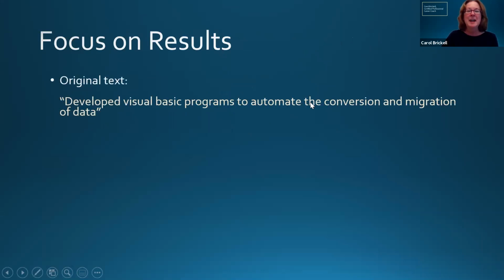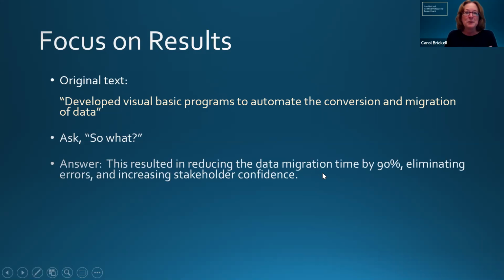I'll walk through a quick example about the bullet points and trying to focus on results. One time I was coaching a client and they had a bullet point under a job. It was pretty good. It said he developed a Visual Basic program to automate the conversion and migration of data. That's pretty good. But I said, so what? What was the result? What was the output? What was the impact to the business? Kind of a funny way to ask it, but it really gets you to an answer. So I said, so what? Well, he said, this resulted in reducing the migration time, reducing errors, and increased the stakeholder confidence.